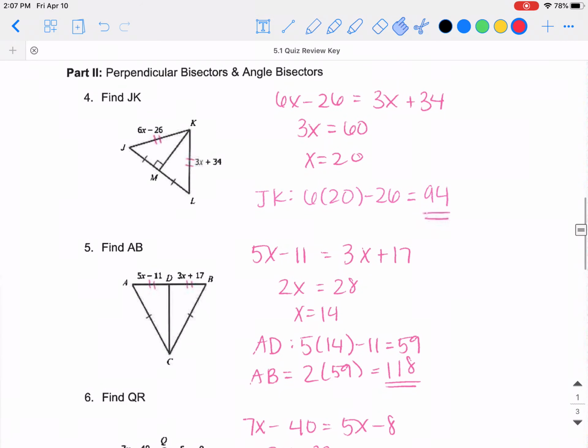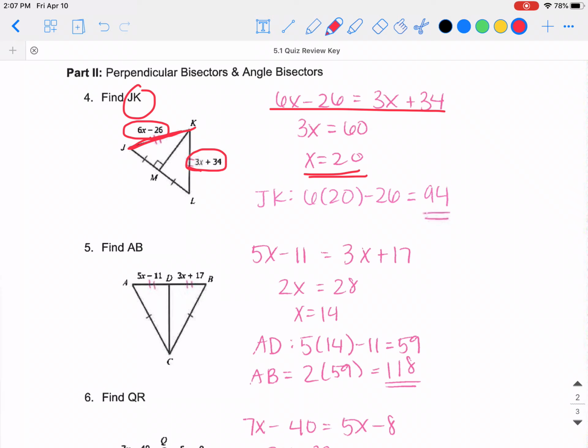For part 2, perpendicular bisectors and angle bisectors. For all of your perpendicular bisector and angle bisectors, you're setting your expressions equal to each other. So we have these two expressions. They have to be equal to each other. So first we solve for x by setting them equal. We get x equals 20. To find JK, that's this side here, you just plug back in for x. So 2 times 20 minus 26 gives us 49.